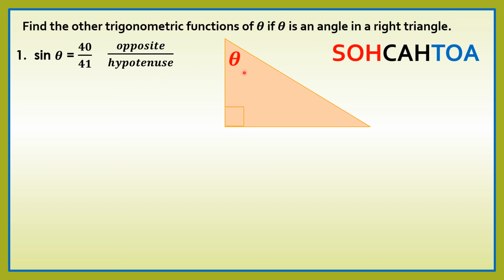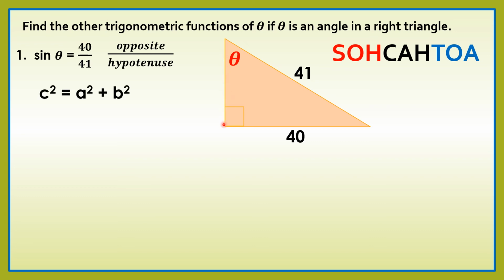So, let's label this. If this is our theta, or reference angle, this is our opposite. So, here is the 40. And this is our hypotenuse, the longest side, opposite the right angle. So, here we put the 41. Then, we will get the other trigonometric functions. But in this case, we are still missing the measure of one side. So, how do we get it? Since the given is a right triangle, we will use the Pythagorean theorem to get the missing side.